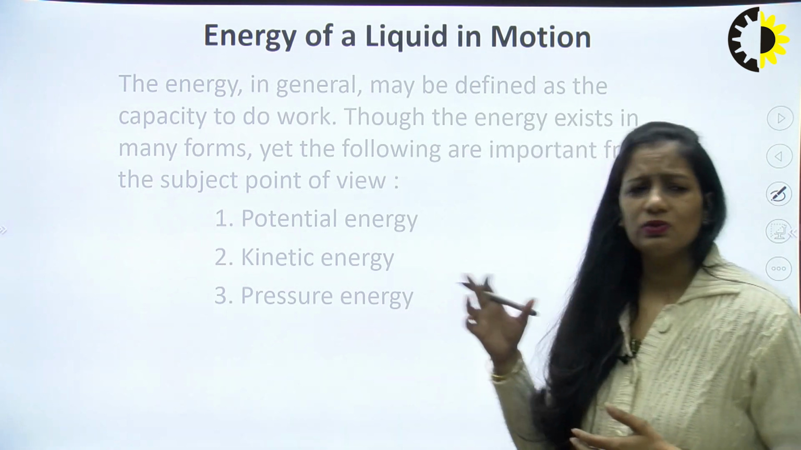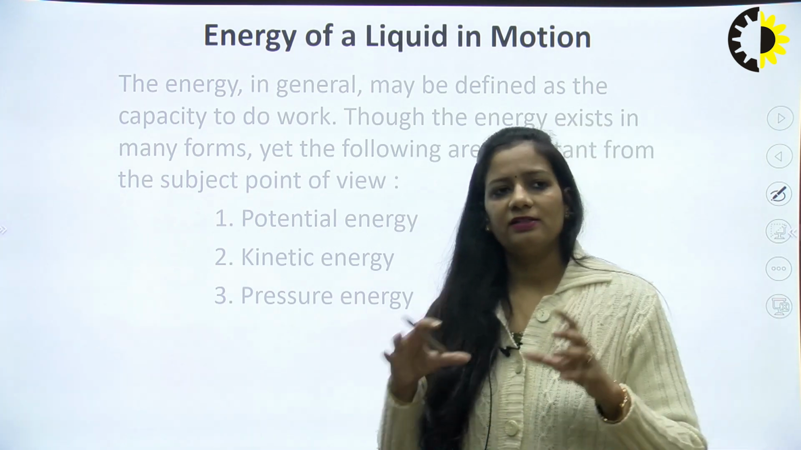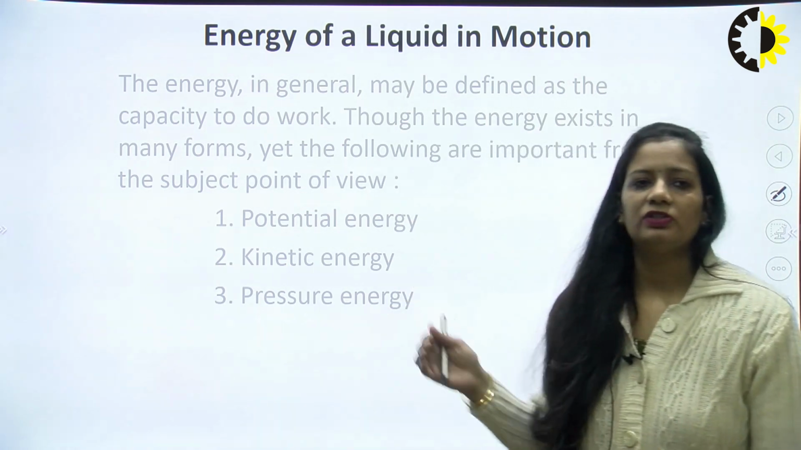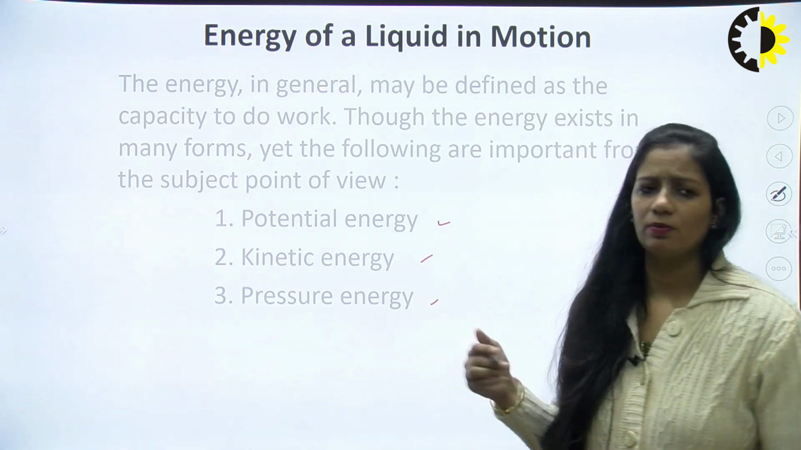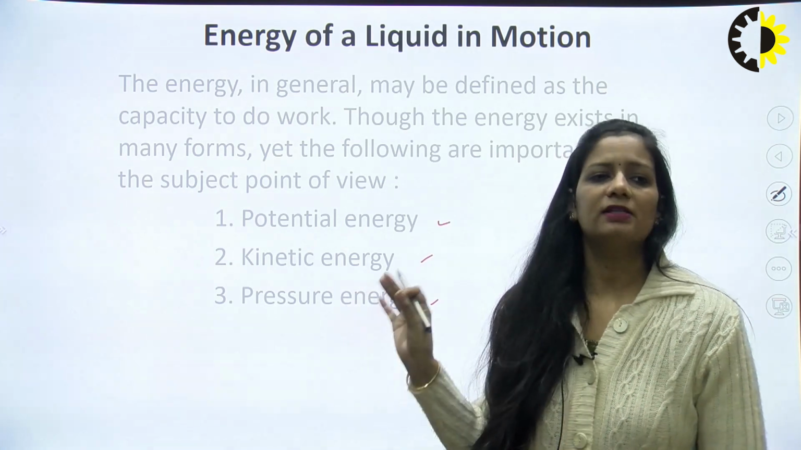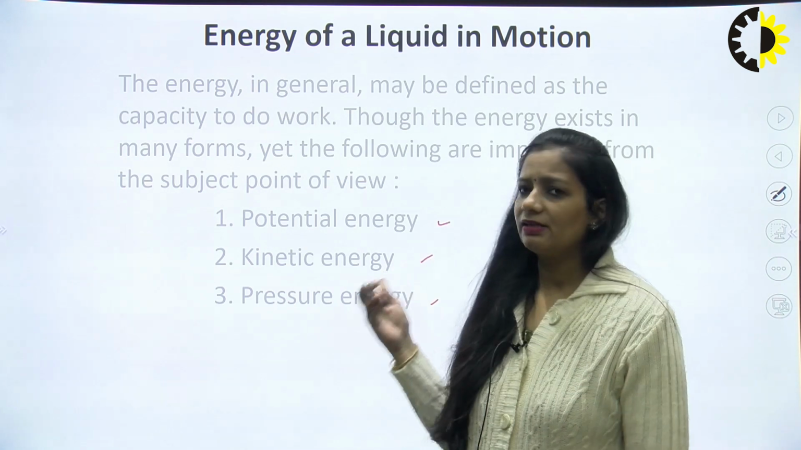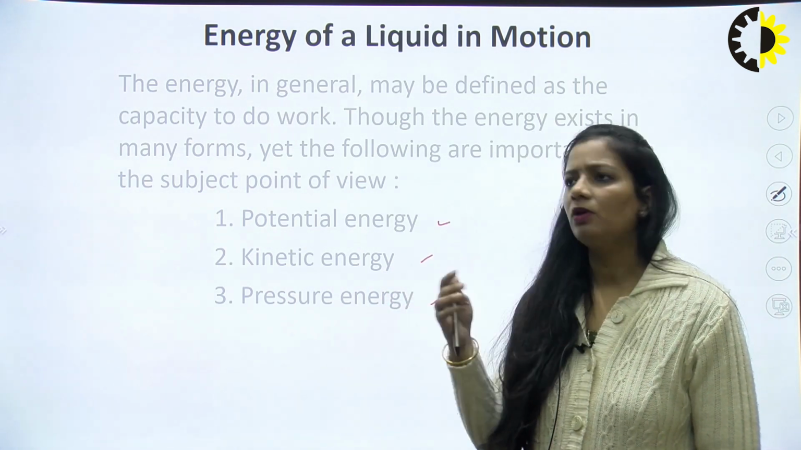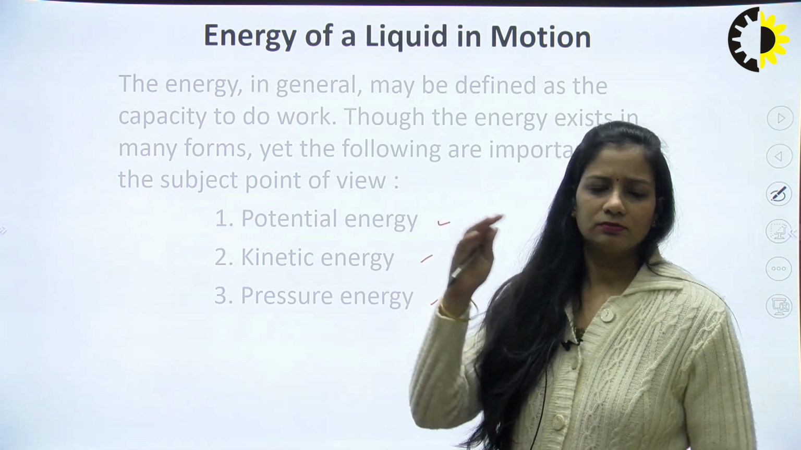The energy in general may be defined as the capacity to do work. Whatever energy is contained in flowing fluid, we can categorize into three forms. The first one is potential energy, which you know very well. Second is kinetic energy, and third is pressure energy. Potential energy is due to the height of the flowing fluid or any particular pipe, situated from any datum.